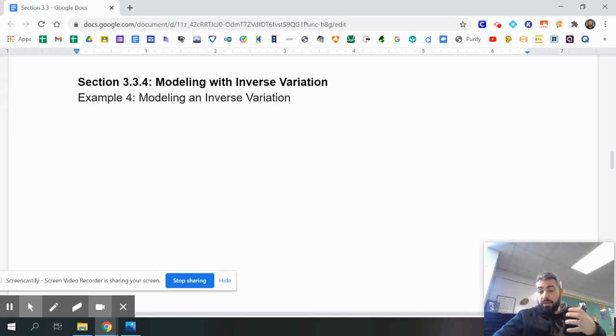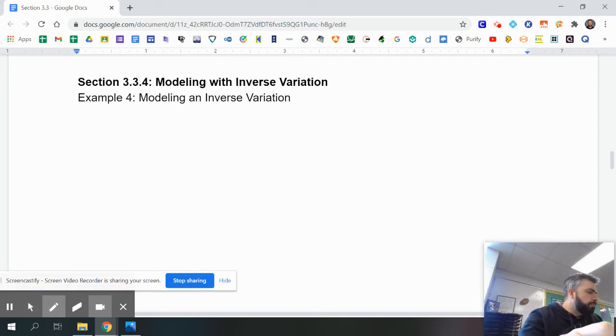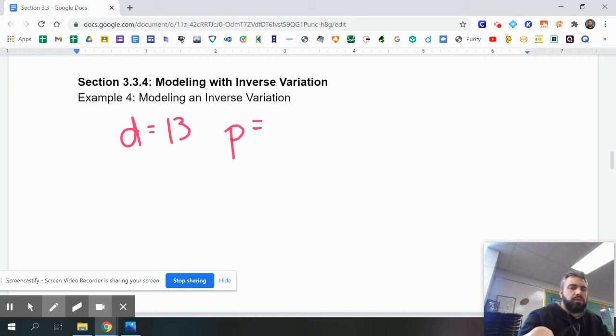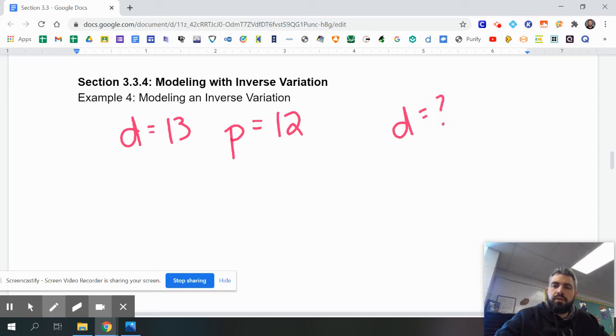So think about it. Fewer people, probably going to take more days, right? So that's a good inverse problem. Okay, so let's go back. Days is going to equal 13, and people is going to equal 12, right? So 12 people take 13 days. Now we want to figure out how many days when the people is only 4.